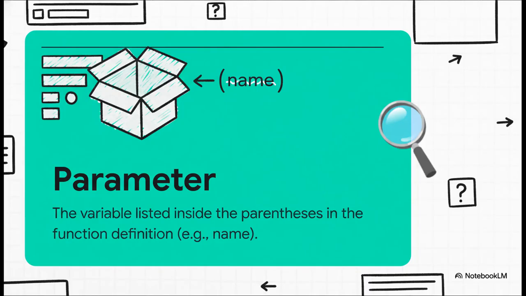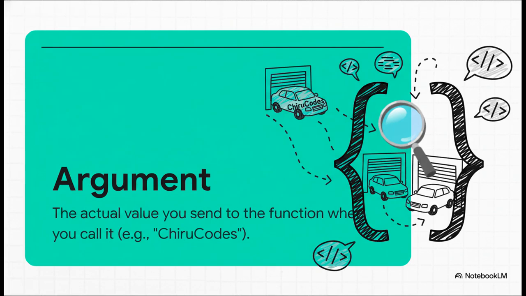So looking at the code itself, when we write def test name, that word name that's sitting inside the parentheses, that's our parameter. It's the label on our parking spot, just waiting for a value to show up. And here's the other half of that equation. When we actually call the function, like test ChiruCodes, that text, ChiruCodes, is the argument. This is the real piece of data we're sending. This is the car we're parking in that spot.